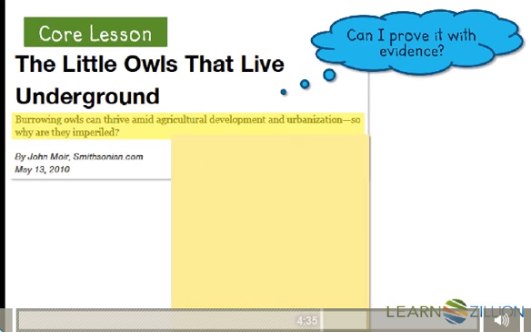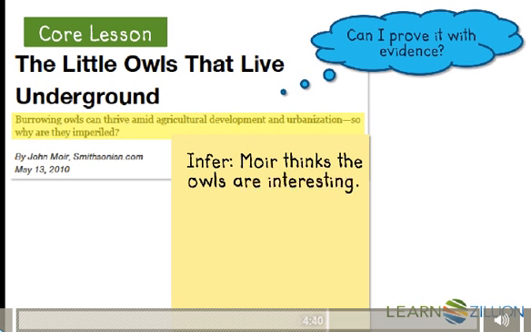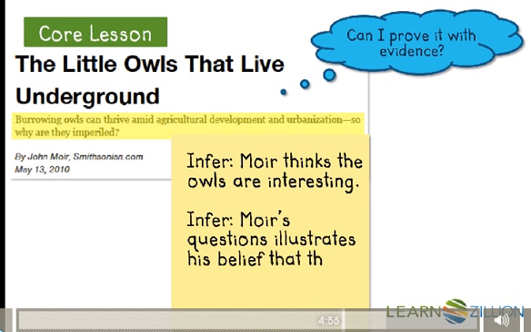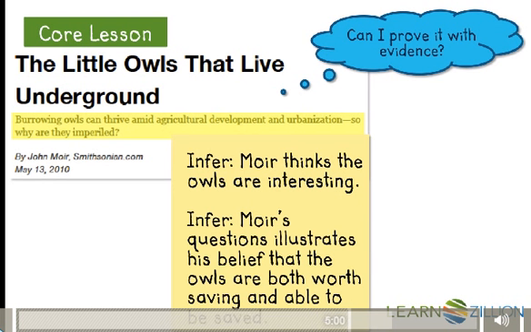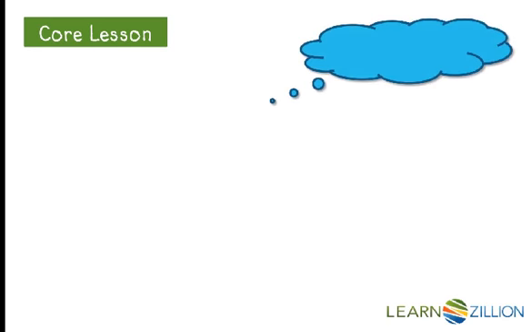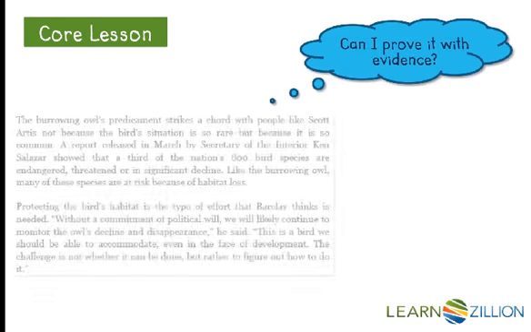So I went ahead and highlighted this because I can make a couple inferences. One, I can infer that he thinks the owls are interesting, right? I can infer it because he's writing about them and because of how he does this. They can thrive. Using that word thrive, right, implies a degree of interest. And I can also infer that Moyer's question is illustrating his belief that the owl are both worth saving and can be saved. He's asking, why are they imperiled? What's the problem here? And so I can infer that he thinks they're important and he thinks they should be saved.